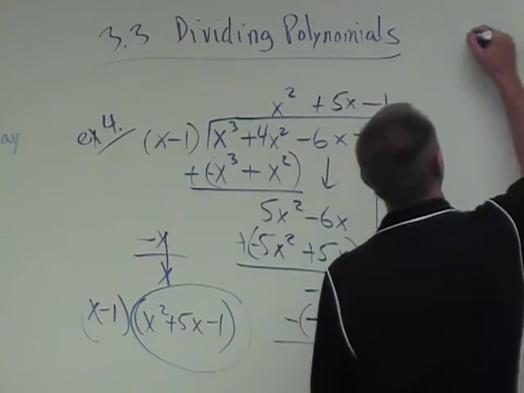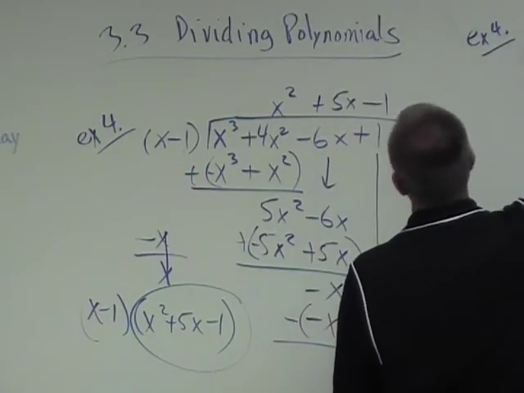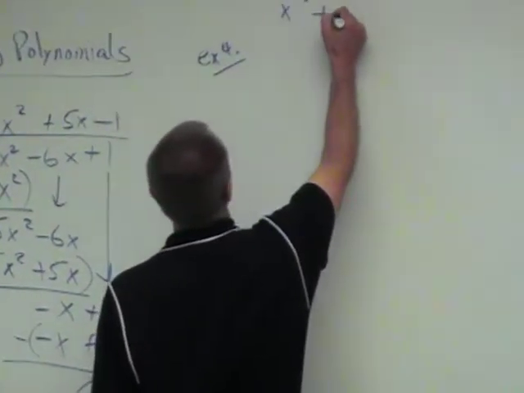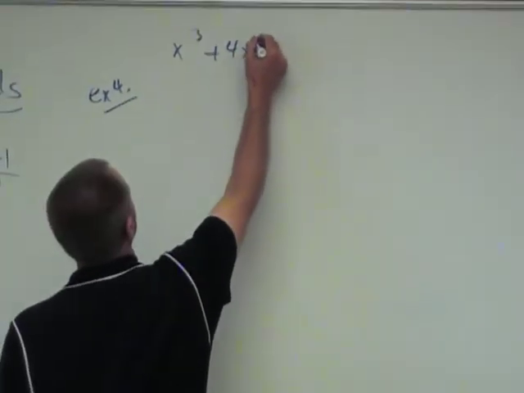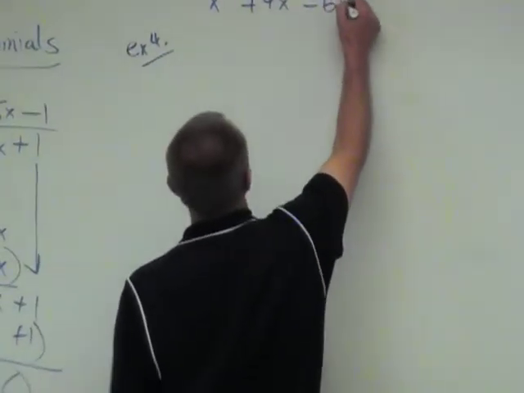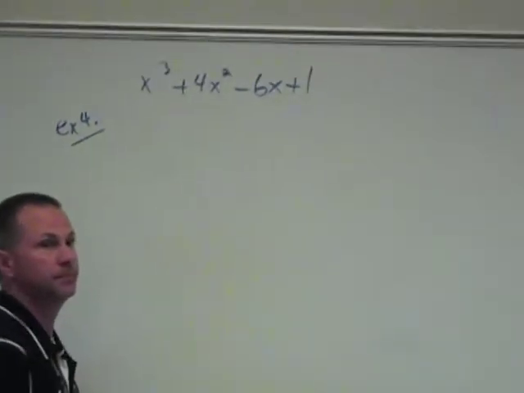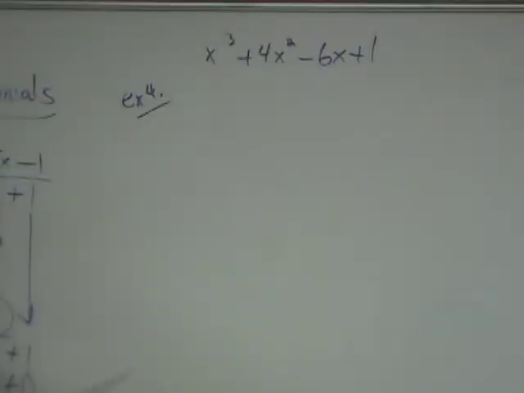Alright, let's use the same problem. I'll write this up here. X cubed plus 4x squared minus 6x plus 1. Okay? Synthetic division. How do I set up the synthetic division?